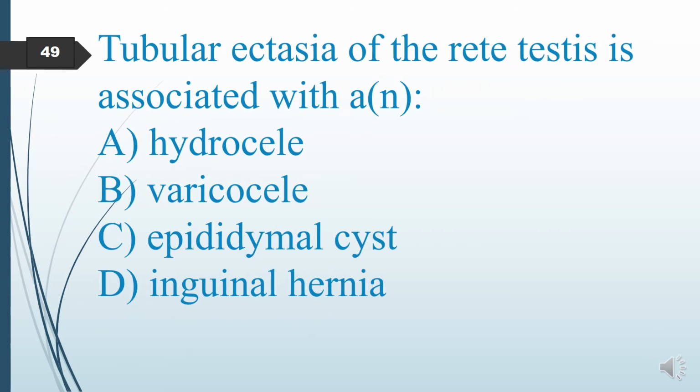Tubular ectasia of the rete testis is associated with: A. Hydrocele. B. Varicocele. C. Epididymal cyst. D. Inguinal hernia. The answer is C. Epididymal cyst.